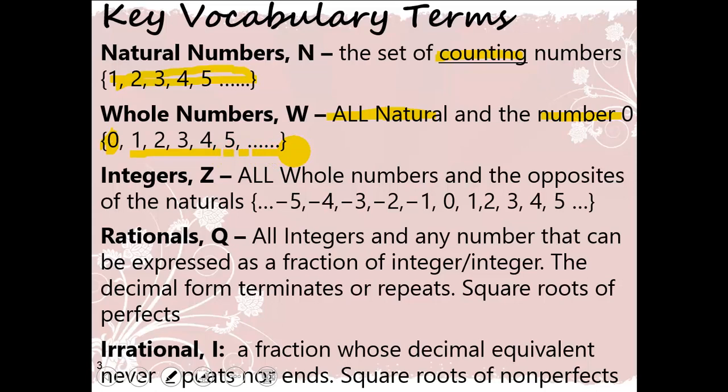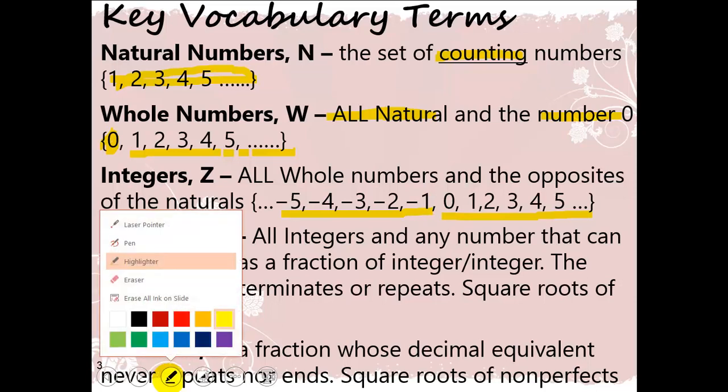The integers are all the whole numbers. So you have 0, 1, 2, 3, 4, 5, and then all of their negatives: -5, -4, -3, -2, -1. And these dots on either end say it just keeps going. Then the rationals are the integers, and then any number that can be expressed as a fraction of an integer and an integer. So we could have, like we said, 2/5.